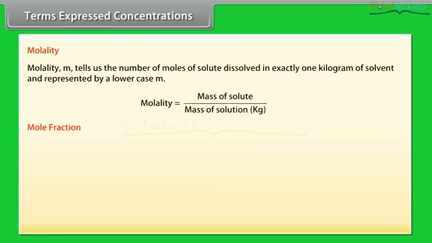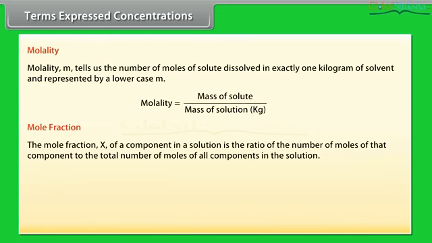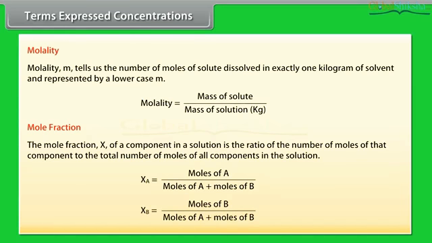Mole fraction. The mole fraction, X, of a component in a solution is the ratio of the number of moles of that component to the total number of moles of all components in the solution. XA is equal to moles of A upon moles of A plus moles of B. XB is equal to moles of B upon moles of A plus moles of B.